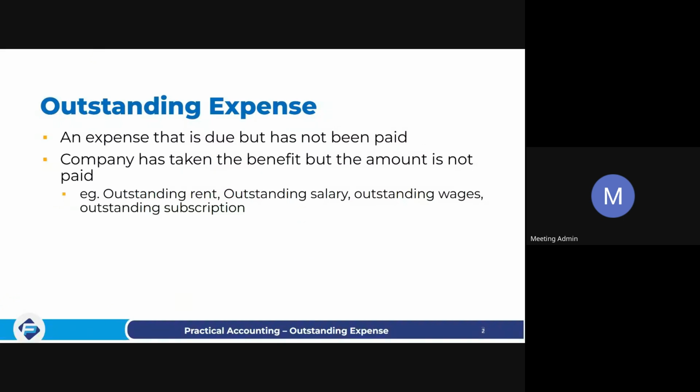So you can see, we'll go with the examples. An expense that is due but has not been paid. The company has taken the benefit but the amount is not paid. So that is an example of outstanding expenses. You can see outstanding rent, outstanding salary, outstanding wages, outstanding subscription. All of these will be known as outstanding expenses. Is that clear?